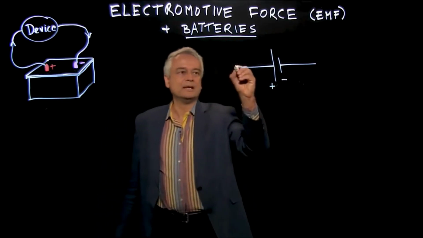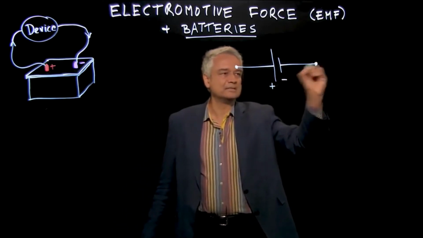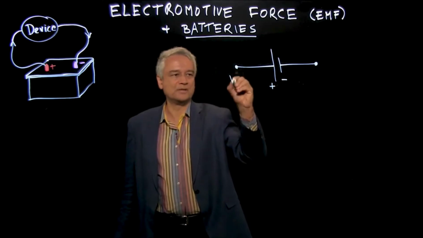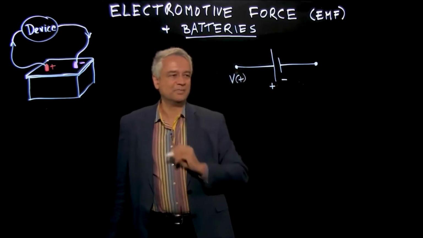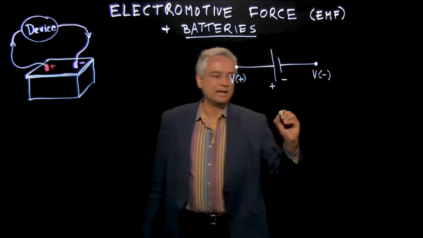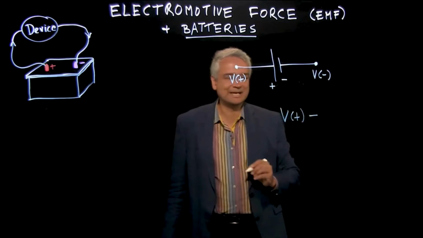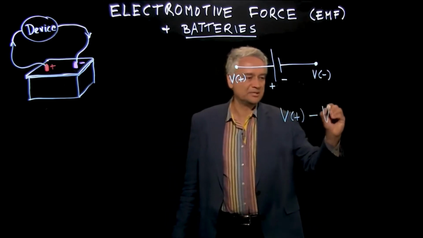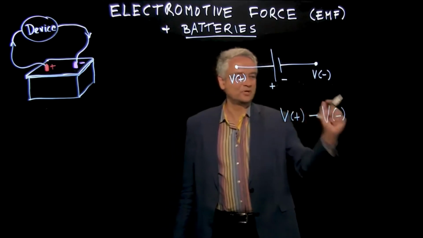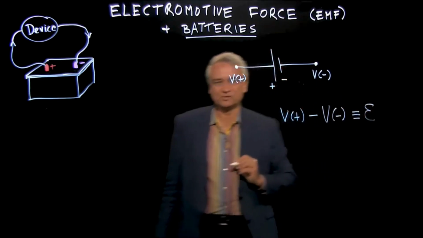And what does it mean? It means that a battery is a device which maintains a potential difference between this spot in the circuit. We can call this V of the positive terminal. We can call this V of the negative terminal. And a battery is a device which maintains a potential difference between the positive terminal and the negative terminal. And this potential difference is conventionally called the electromotive force.